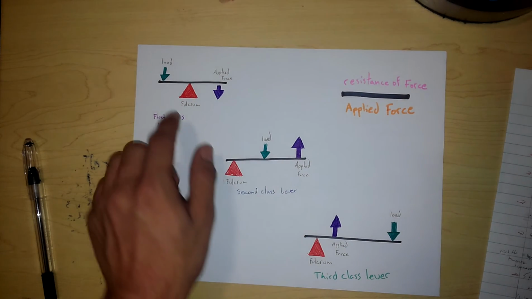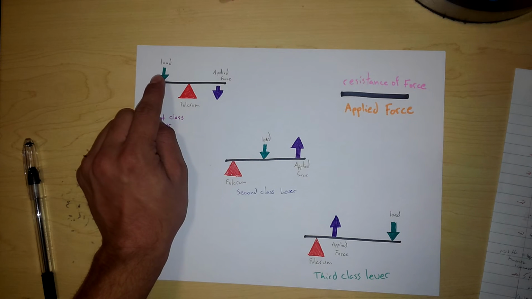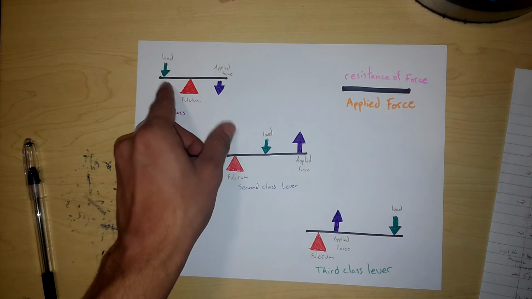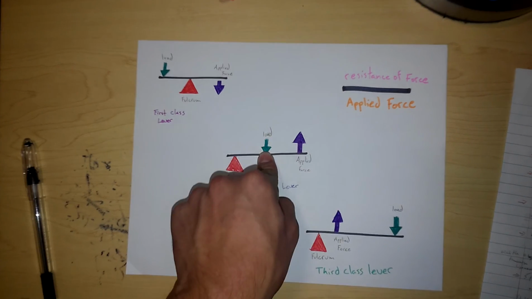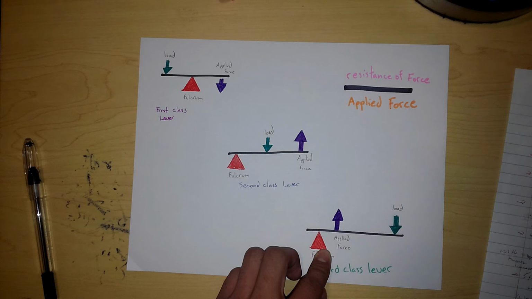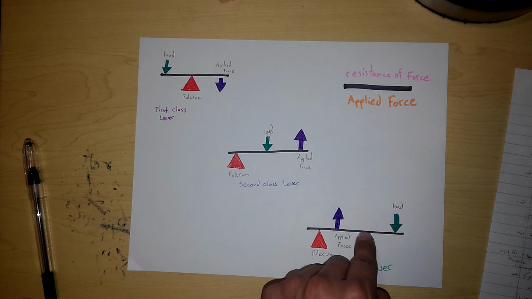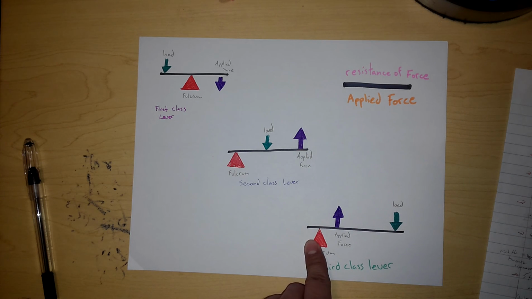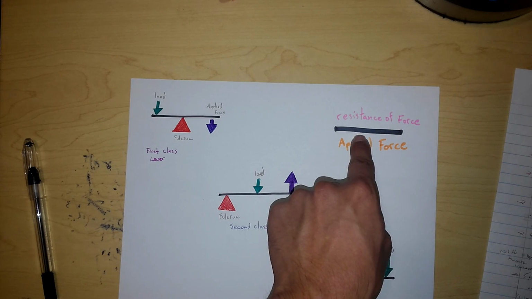In each class we have, for example, in the first class the fulcrum that lies between the applied force and the load. In the second class we have the load, which is between the applied force and the fulcrum, and in the third class lever we have the fulcrum, applied force, and load, in which the applied force is between the load and the fulcrum. Lastly, mechanical advantage is where resistance of force is over applied force.